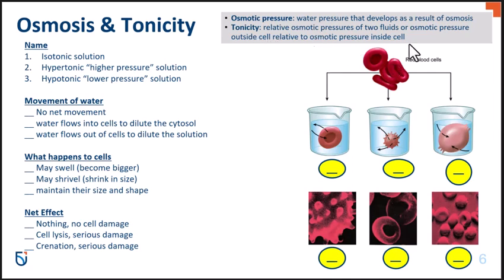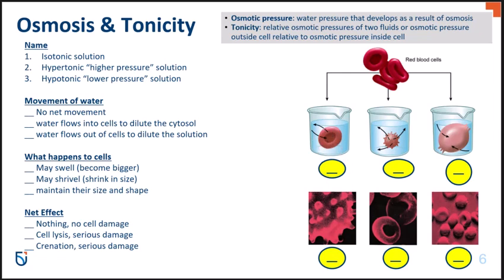Tonicity refers to osmotic pressure outside of the cell relative to the inside of the cell. Or if we were looking at our previous slide, it would be the relative osmotic pressure of two fluids. So we had fluid on one side of the membrane and fluid on the other side of the membrane. But we're going to apply it to human cells, specifically red blood cells. Now, red blood cells are found within our blood vessels, and they're bathing or traveling in a solution that we call plasma. And we need to have the perfect environment for our red blood cells to maintain their shape and function.